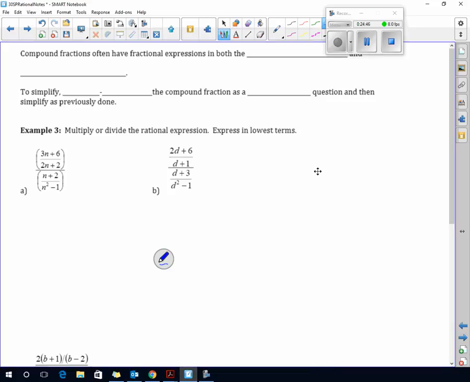To simplify, rewrite the compound fraction as a division question. Does everybody understand that this horizontal line here really just means division? So when we have a fraction divided by another fraction, it's just like the previous questions. It just looks really complicated, especially when it has a line and a line and a line like that.